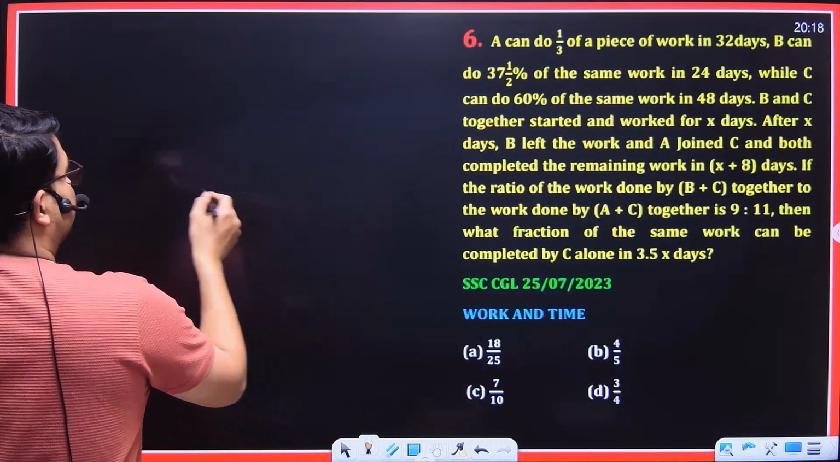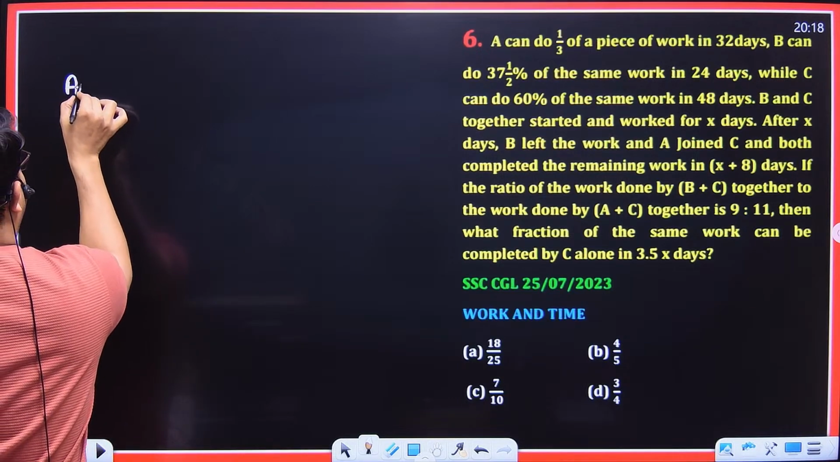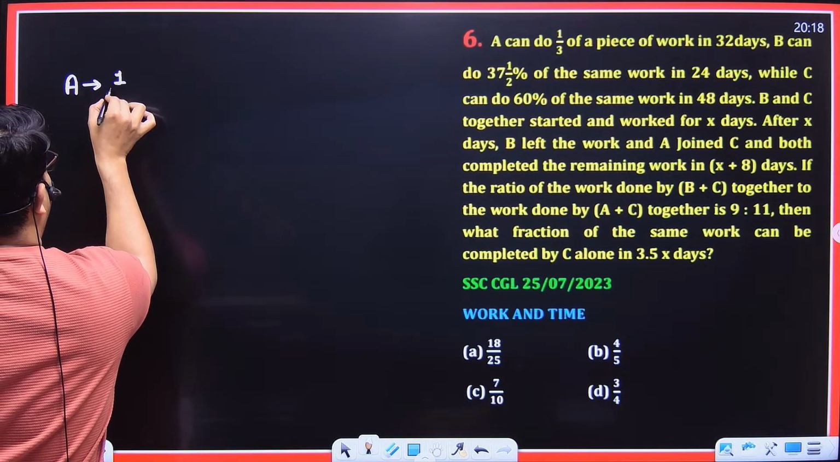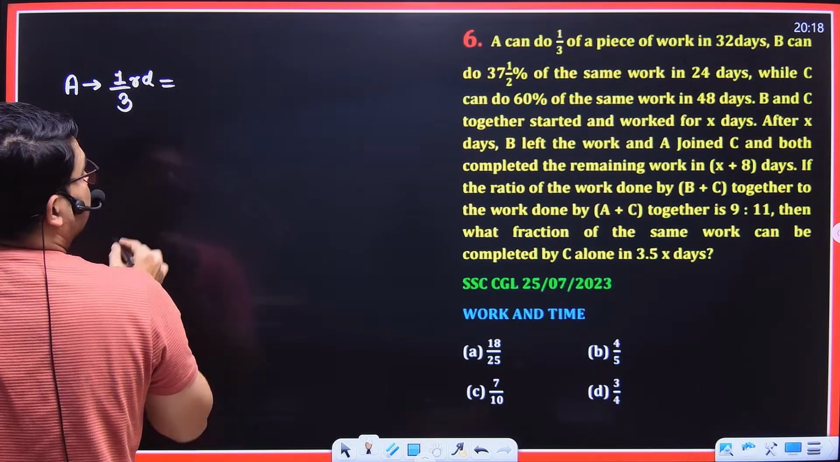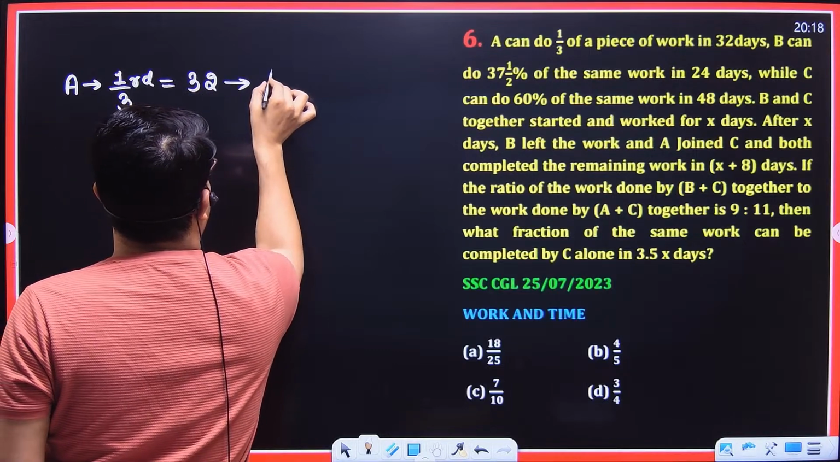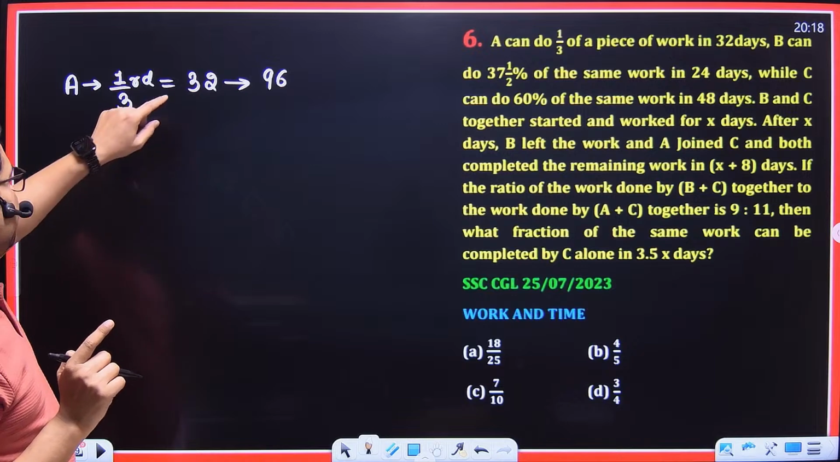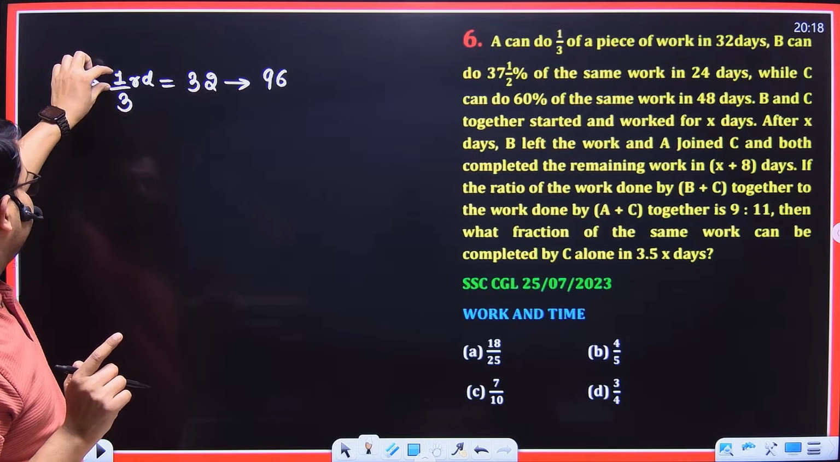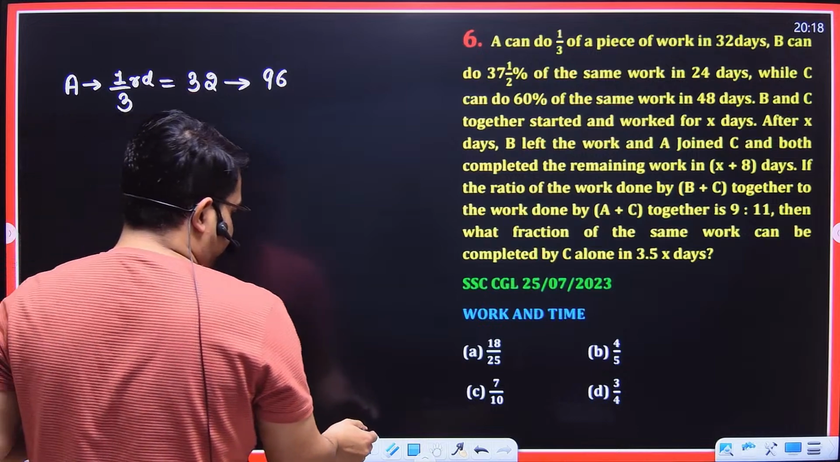A can do 1/3 of a piece of work in 32 days. So A can do the complete work in 96 days. See, the complete work is 1, so we will multiply 32 into 3. 32 into 3 is 96. It means 96 days is the complete work for A.